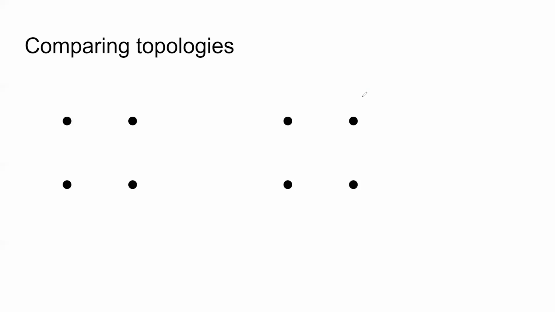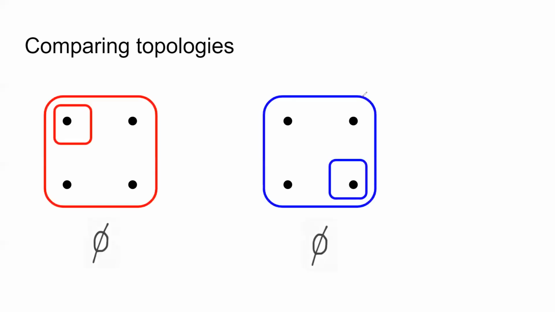Let's consider two topologies on the set consisting of 4 points. So here are the two topologies. I have the red one and the blue one. The red one consists of 3 open sets: the empty set, the set containing everything, and one open set which consists of this point right here, just 1 point. And then in the blue topology, I have the set containing everything, the empty set, and also one open set which consists of this point right here.